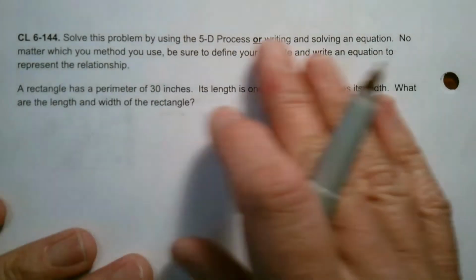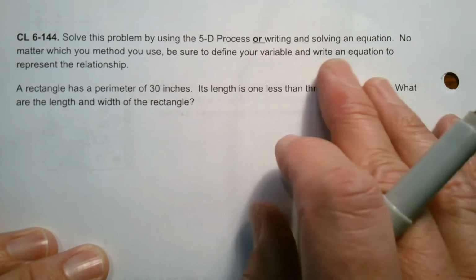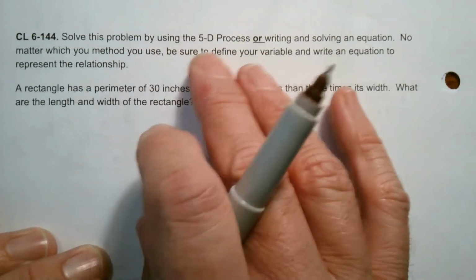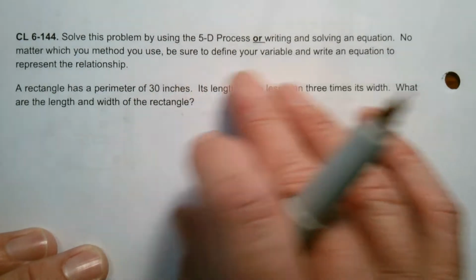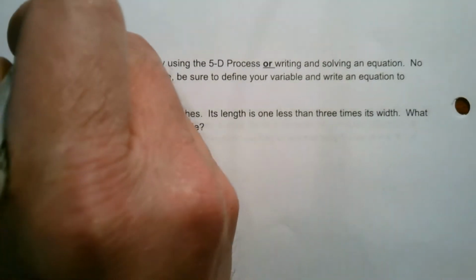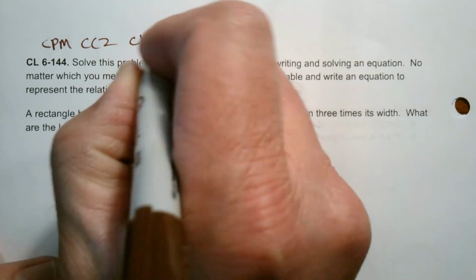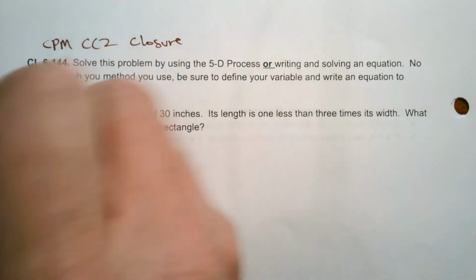We are looking at a word problem and we're going to define a variable and write an equation in order to represent this relationship, then use that equation to find the actual solution. So this is a CPM problem and it's coming from Course 2. These are the closure questions.